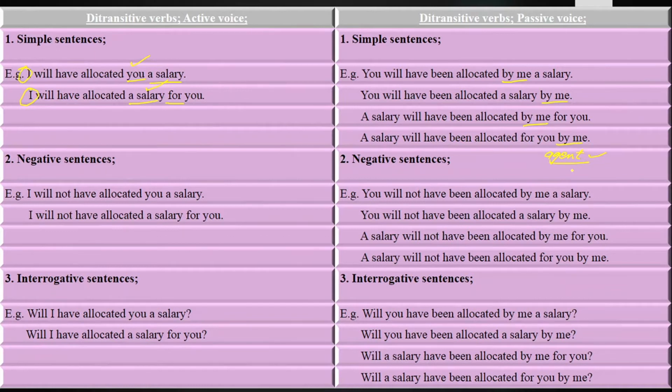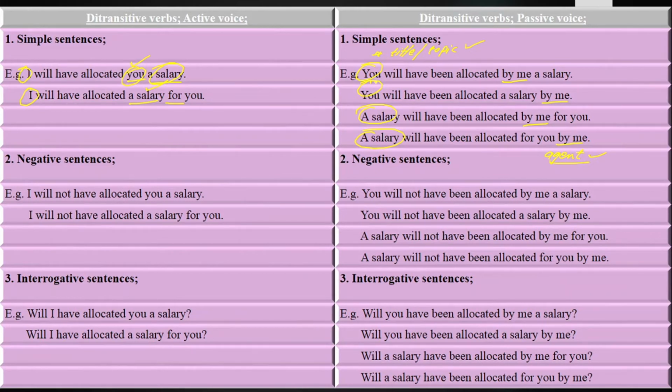And what is the definition of agent? It tells us who does an action in a sentence. And when the object, whether indirect or direct, comes in the place of the subject, you and a salary, here it will be called the title or topic subject. And what is the title or topic subject? A person, place or thing in a sentence which we are talking about.